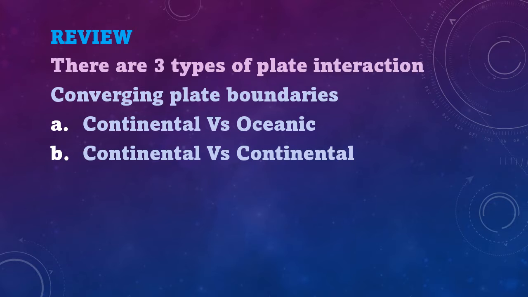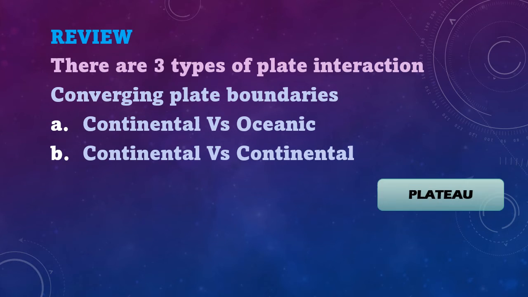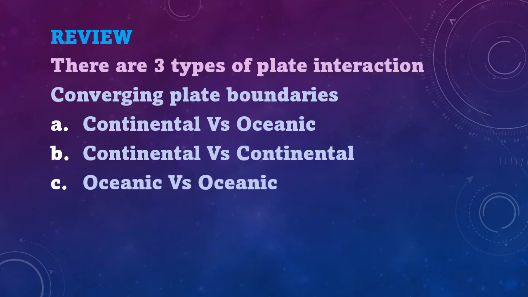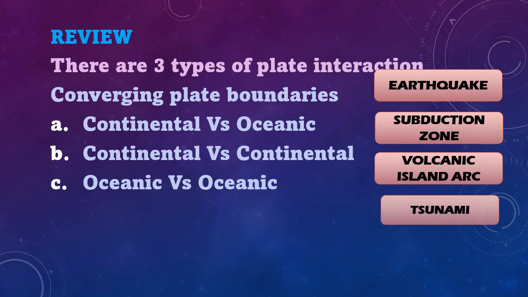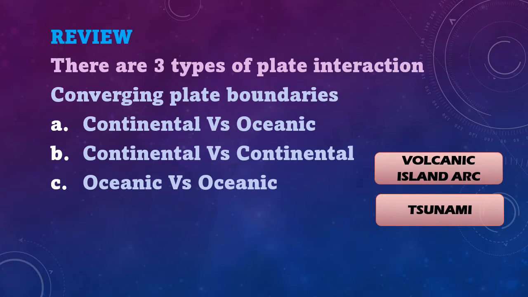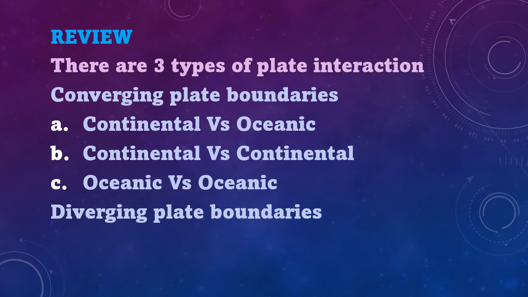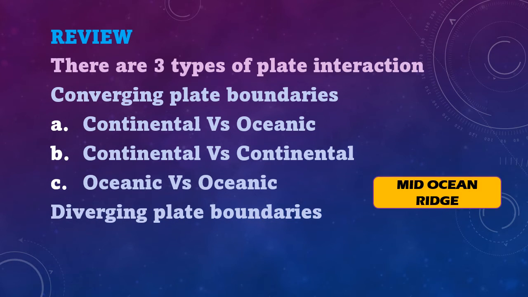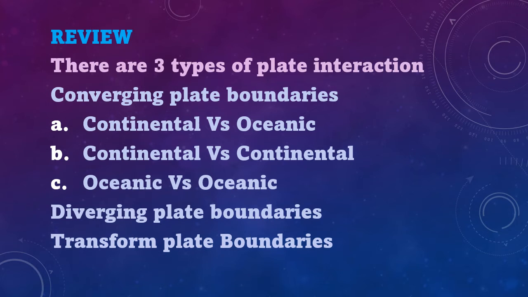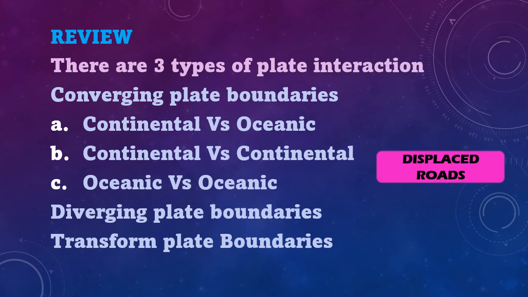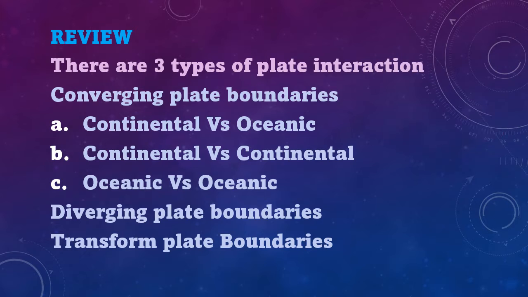The second type is continental versus continental, that produces earthquake, mountain ranges, plateau, and the third type is oceanic versus oceanic, which produces volcanic island arc, subduction zone, earthquake, and tsunami. Next is diverging plate boundaries, that produces mid-ocean ridge, rift valley, earthquake, and lastly, the transform plate boundaries, that produces displaced rivers, displaced roads, and an earthquake.